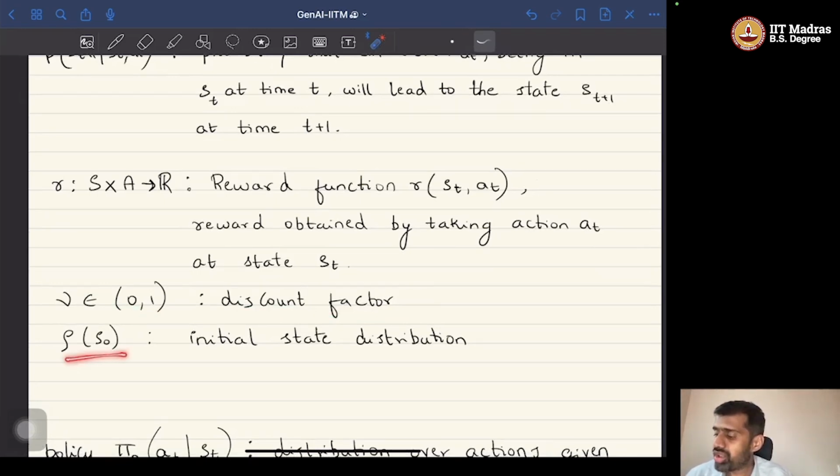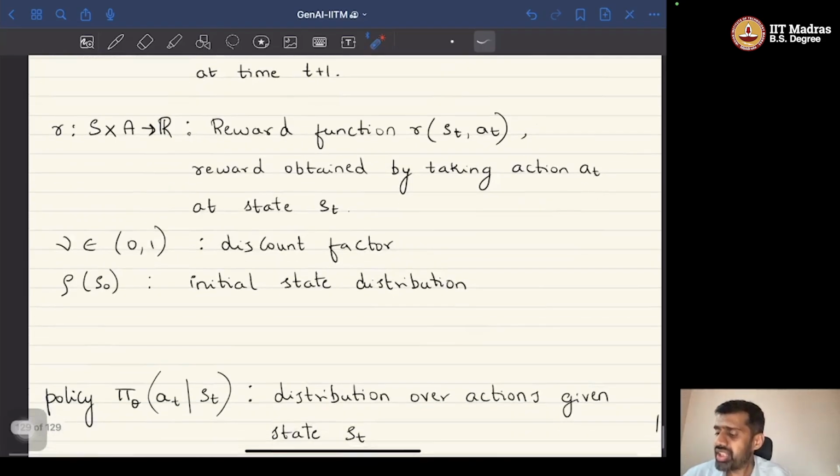And rho of S0 is the initial state distribution. So now, as you can see, there is a stochastic process that is modeling the behavior of the agent. So whenever you have a random discrete time stochastic process, we need the initial state distribution vector, which is given by rho of S0.